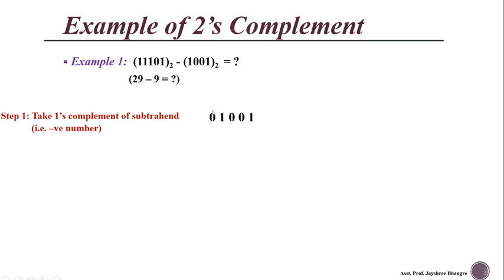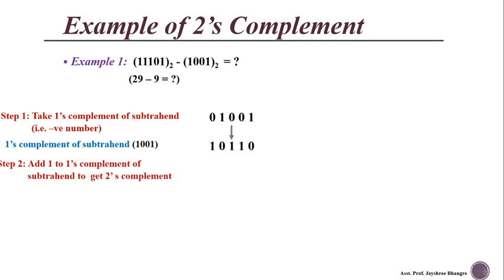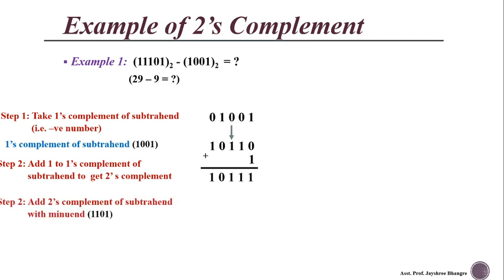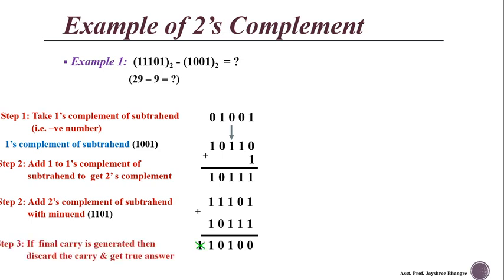So here, to match the bits with the minuend, we are adding 0 at the MSB position. Take the 1's complement of this, we get 10110. To get the 2's complement, we have to add 1. So we get the 2's complement. Now add this 2's complement to the minuend, and we get the answer. So here the final carry is generated. That means the result is positive. So according to the rule, to get the true answer, discard the carry and you will get the true result. So that is 20. 29 minus 9 is 20.